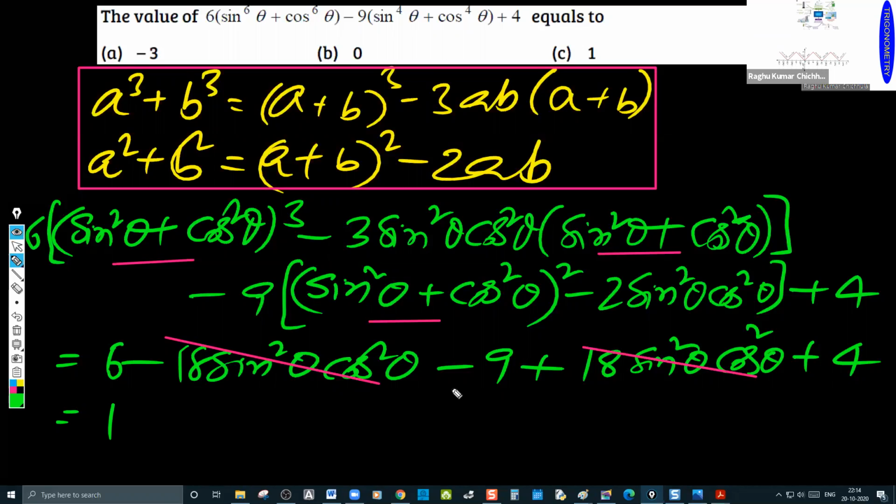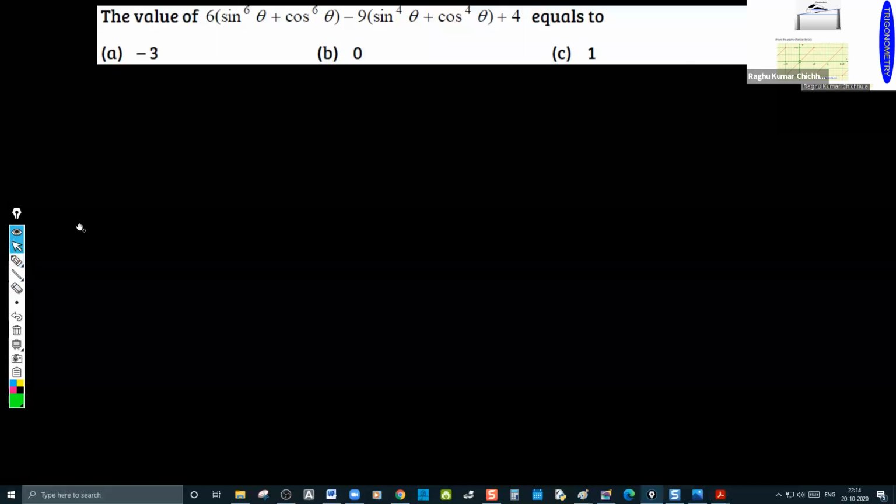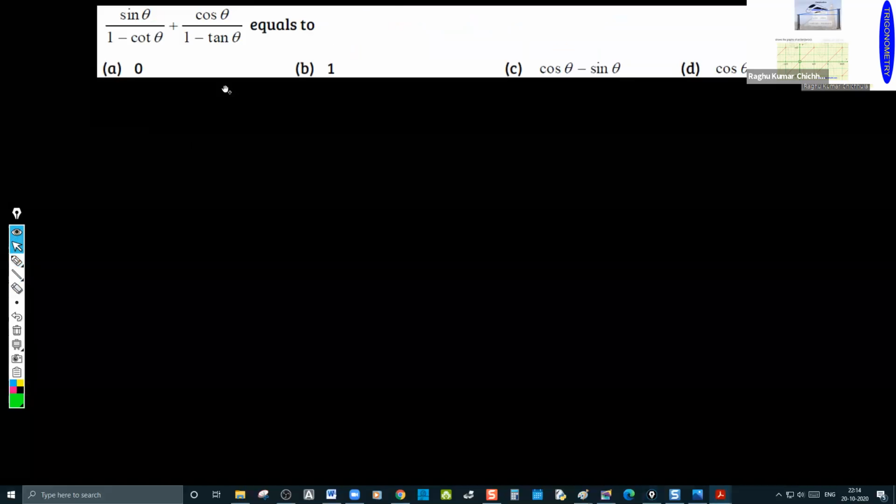That's it, please. This is the method if it is given at board level, because you must be strong in both aspects. Of course, in objective questions we don't waste our time doing all this. Simply, we put some value of theta and verify. You can put theta 0, 90, 45, or 30. Whatever value you put, you'll get the same answer. Clear?